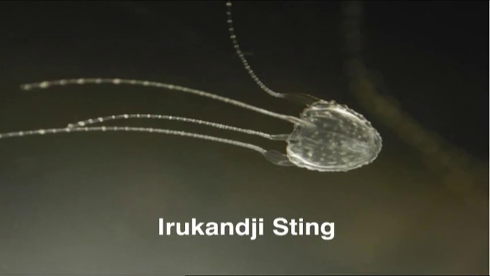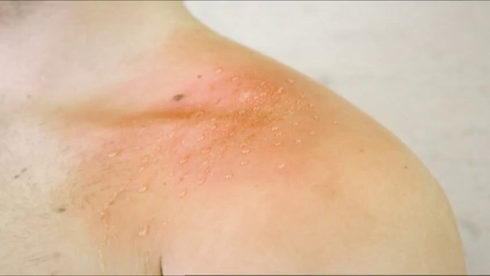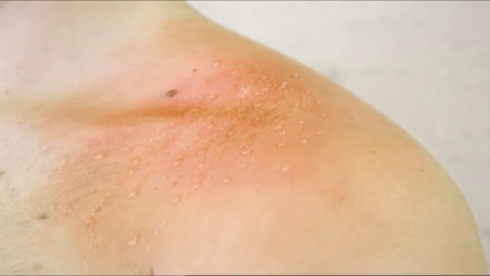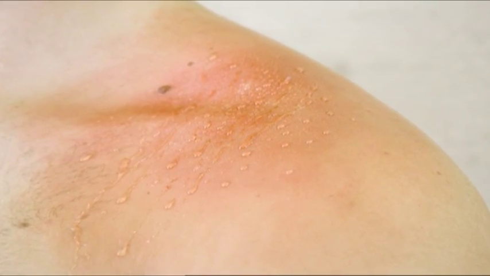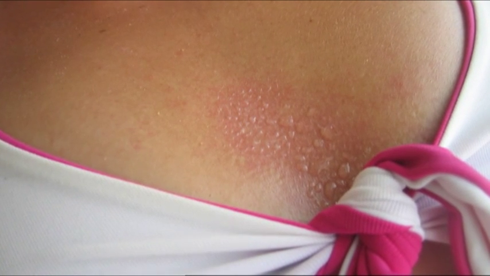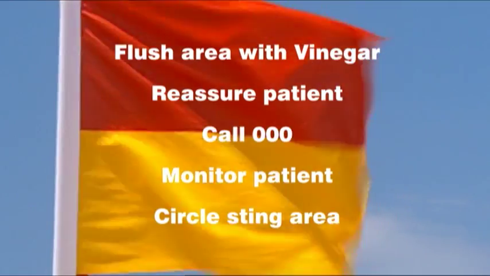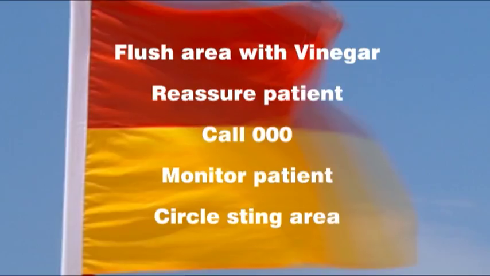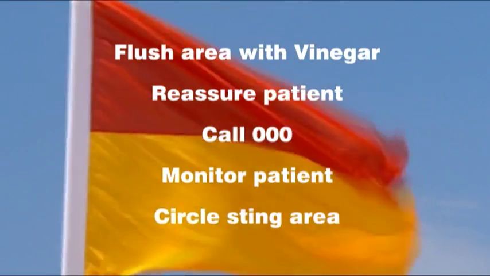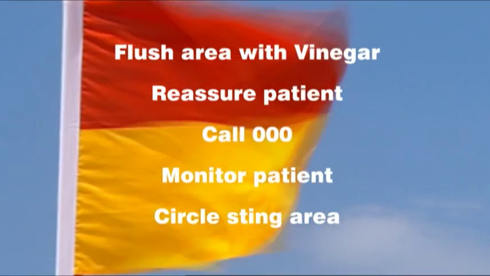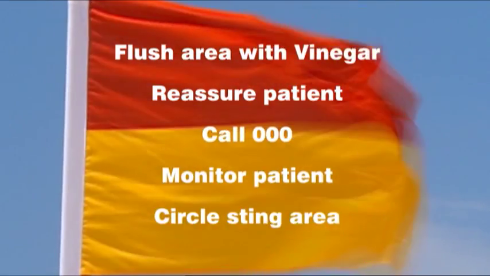Irukandji. No initial signs or symptoms. The patient may approach stating that they have been or think they have been stung by a jellyfish. Normally, the patient won't show signs until 30 to 40 minutes later. The patient can experience nausea, cramps, back pain, spinal pain, localised sweating in the area or goose pimples around the area they were stung, and anxiety and fear of impending doom. Flush the area with vinegar and reassure the patient. Call 000. Monitor the patient. Circle the area where the patient was stung so that the hospital can perform a test on the sting to identify if it was an Irukandji sting.